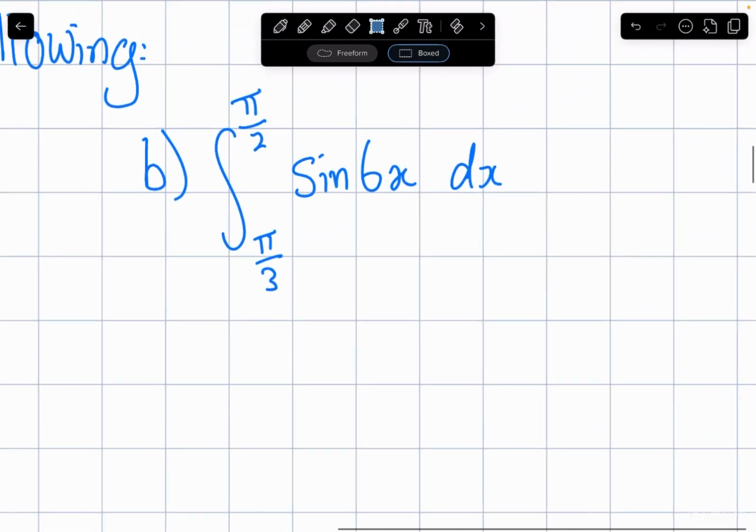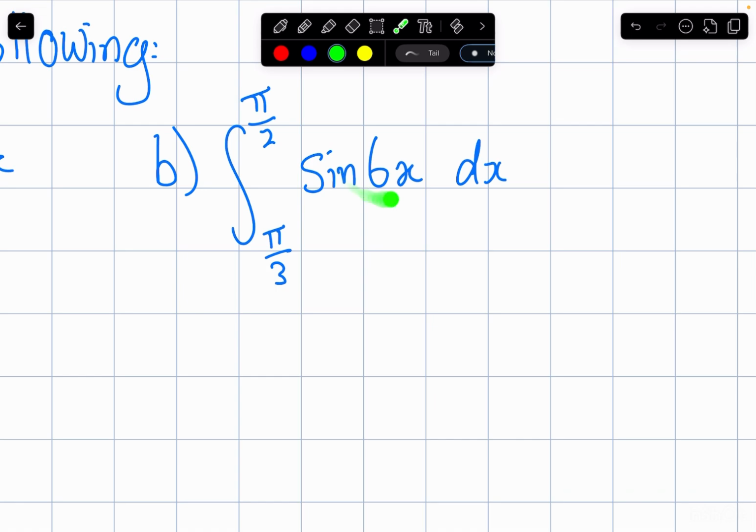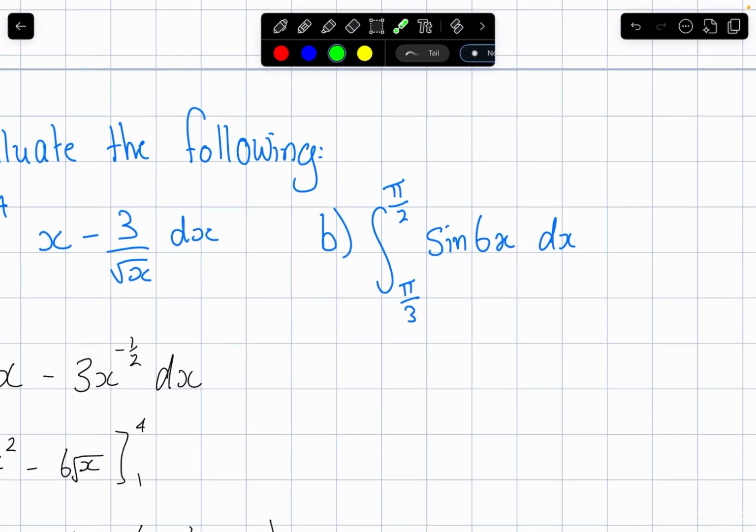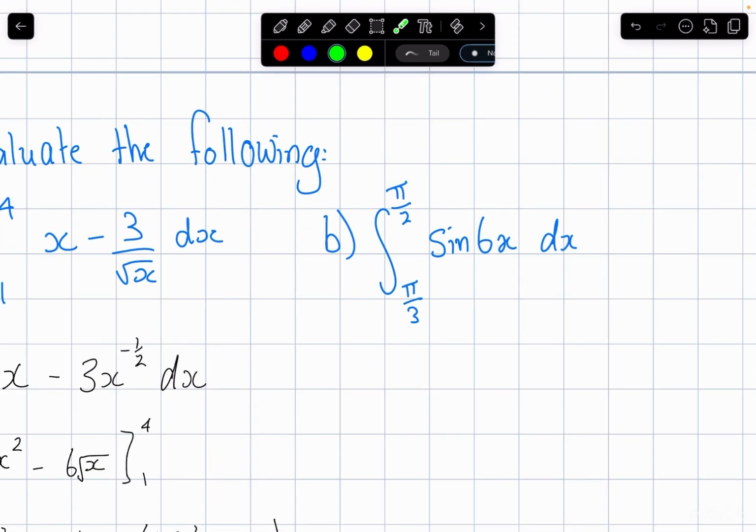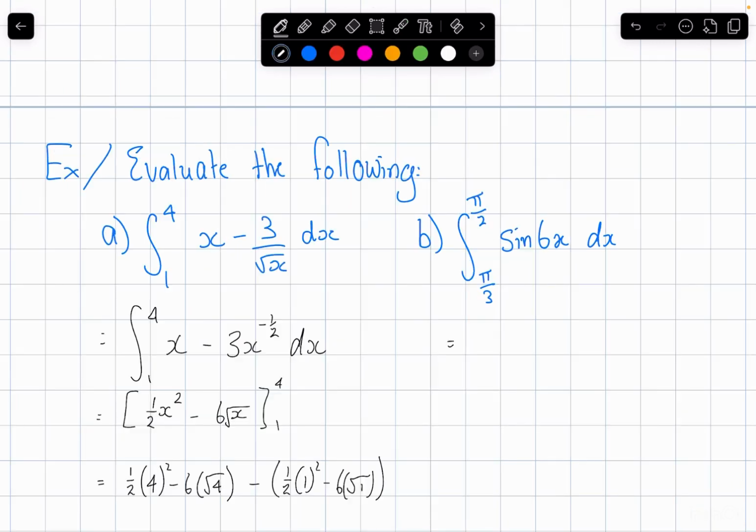Let's have a look at one more example over here. So I've got sine of 6x. So we saw in the last video that sine goes to negative cos. To integrate this, we've got our square bracket, negative cos of 6x. However, I have to divide by the thing in front of the x, which is 6. I'm going to evaluate that at pi over 2 and pi over 3.